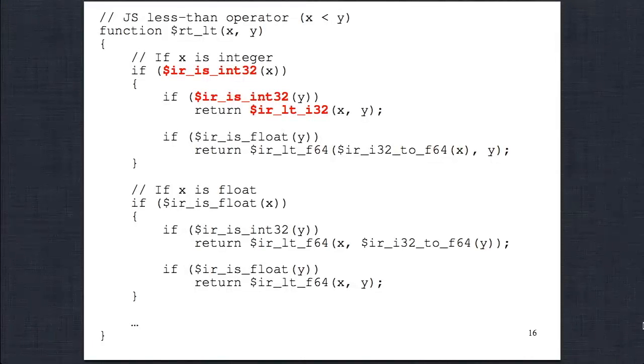I have a function implementing the JavaScript less than operator. So the first thing I do is I check if x is a machine integer, then I check if y is also an integer. And if I know that both x and y are integers, I can use a machine less than instruction to do my less than operation. Otherwise, I'm going to have to check for floating point values and also strings and handle the more general cases.